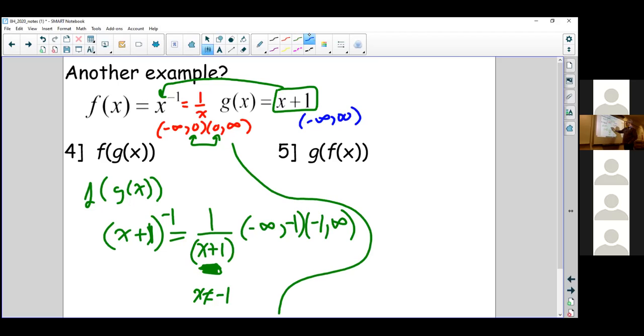Okay, so this is the answer right here. This whole thing is the answer. So you're saying what the domain of it is. We had one number restricted in the original. We still have one number restricted in the answer.